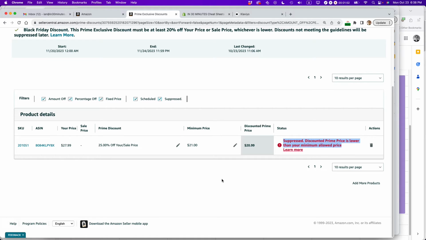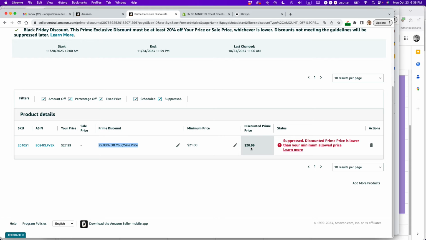And here's the problem. This particular item costs $27.99. I set up the discount to be 25% off the sale price, and I set the minimum price to be $21. The problem is 25% off the sale price of $27.99 isn't $21, it's $20.99. And Amazon does not let you set a minimum price of $20.99. You have to set it to like a whole number. So $20 or $21 or $22.